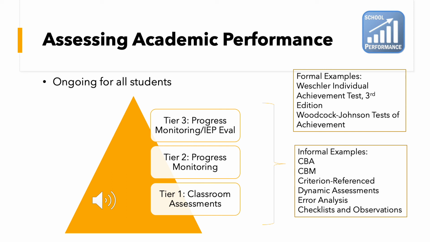Tier 1, universal monitoring, can occur using informal assessments such as curriculum-based assessments and curriculum-based measurements, which is performance within the curriculum, criterion-referenced tests, which is performance compared to a given criterion, performance assessments, for example, writings or writing portfolios, dynamic assessments, where we're assessing the student's capacity to learn a new skill, error analysis, where we're determining the error patterns of a student, and checklists to keep track of each student's performance.